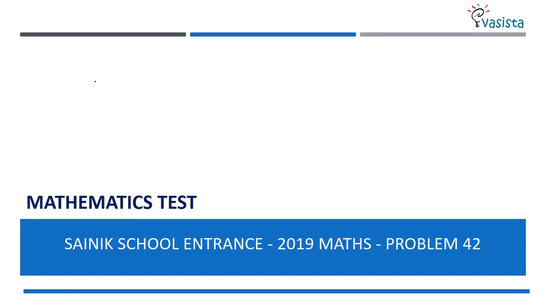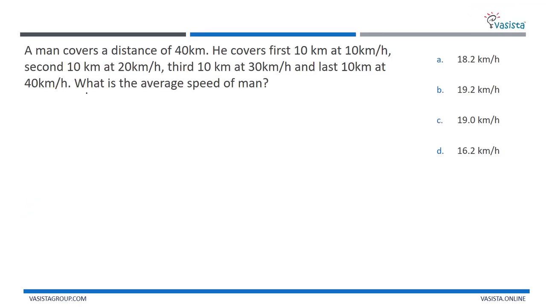Fine, let us start solving the 42nd problem here. A man covers a distance of 40 kilometers. So he is going to cover 40 kilometers. Let us check this out. This is going to be 40 kilometers.